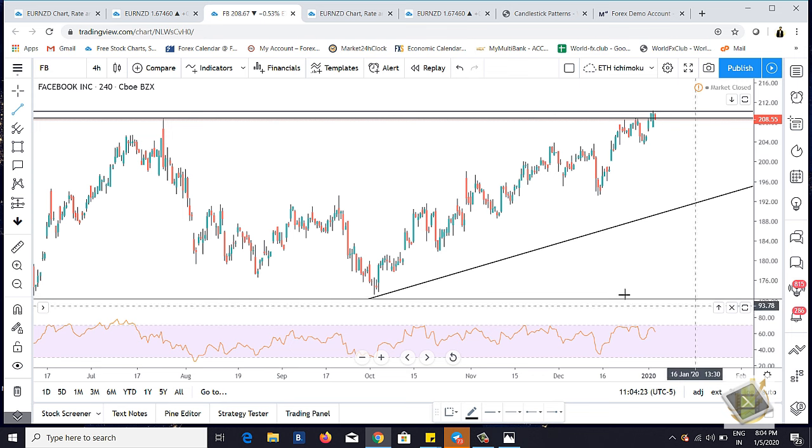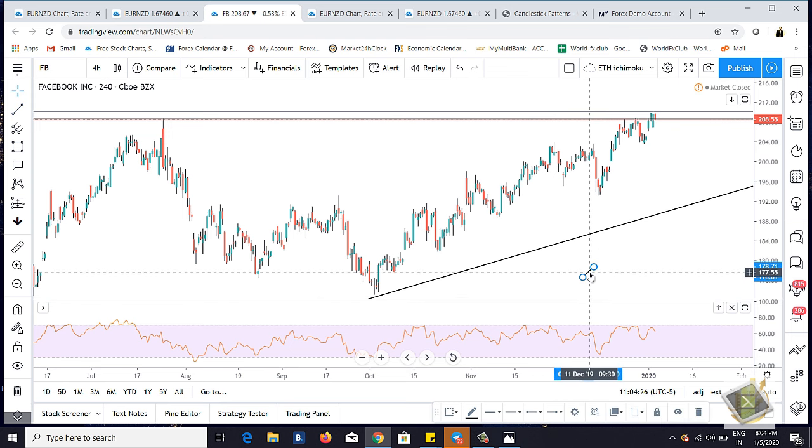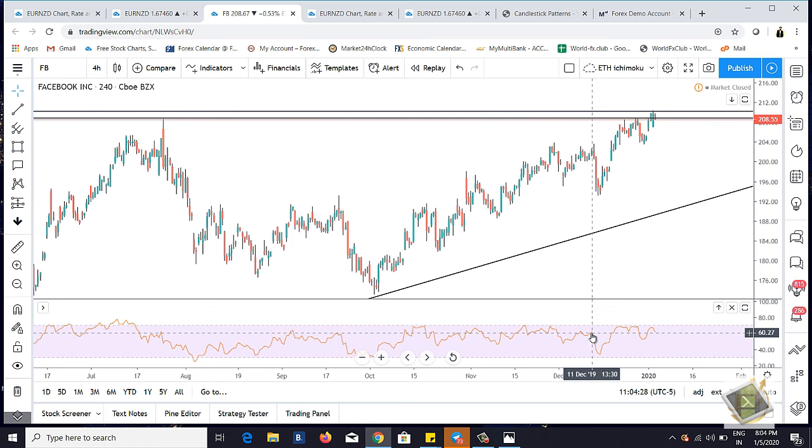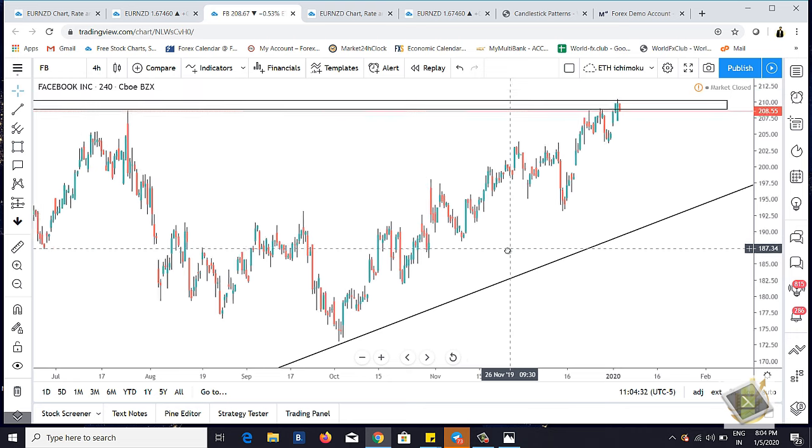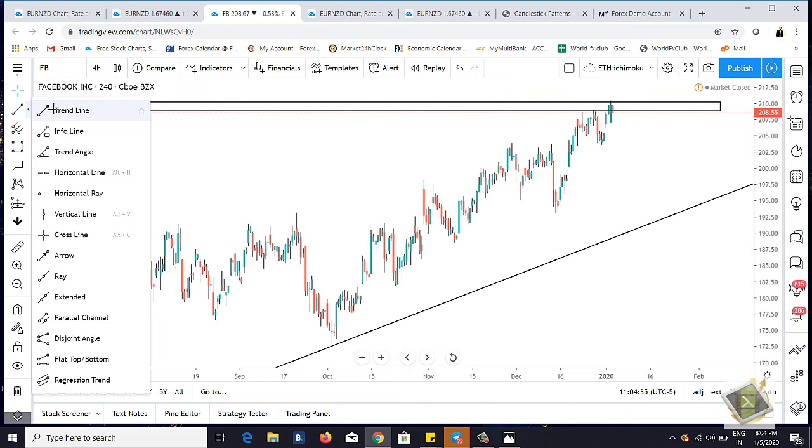Sorry, I'll remove this as of now. We will put RSI again later for our study. Just trying to remove it and draw another trend line.